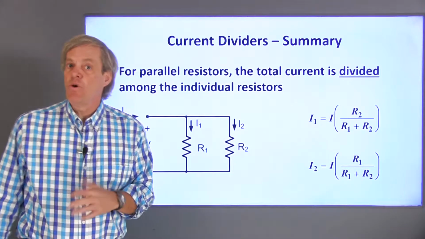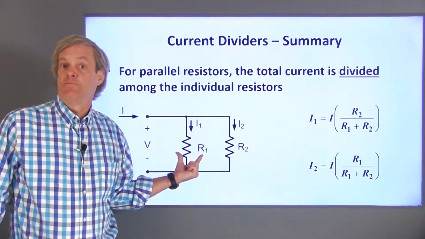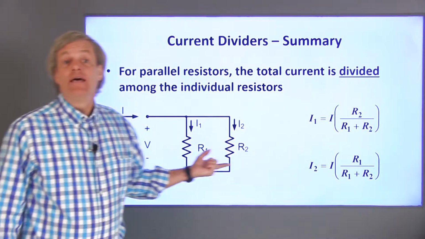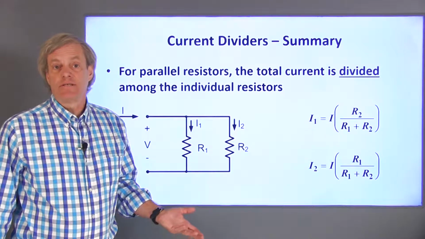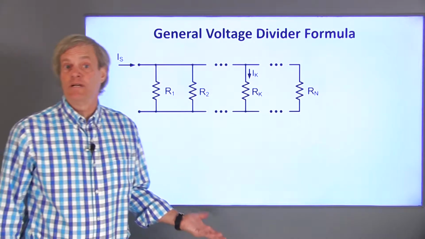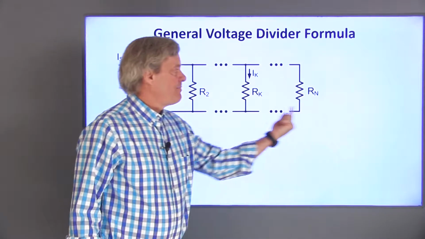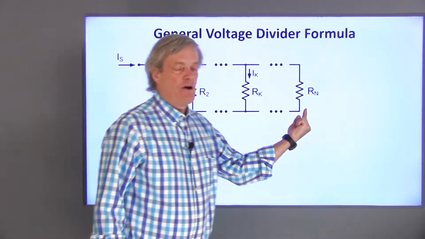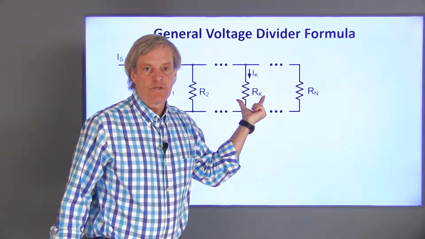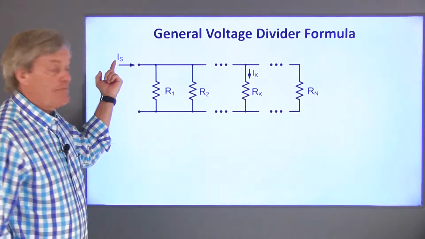So for the case of two and only two parallel resistors, the current through one of the resistors can be determined by multiplying the total current times the resistance of the other resistor and dividing the result by the sum of the resistances. Finally, before we do some examples of how to use our current divider formula, let's derive a general current divider formula. We have n resistors in parallel, R1, R2, up to Rn. I want to find the current I sub k through the kth resistor in that combination if I know the total current into the resistors, I sub s.